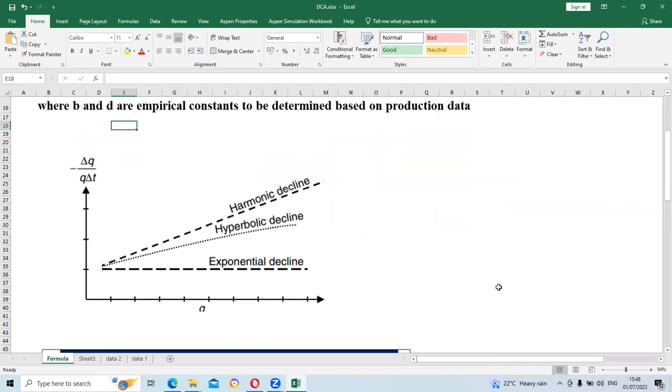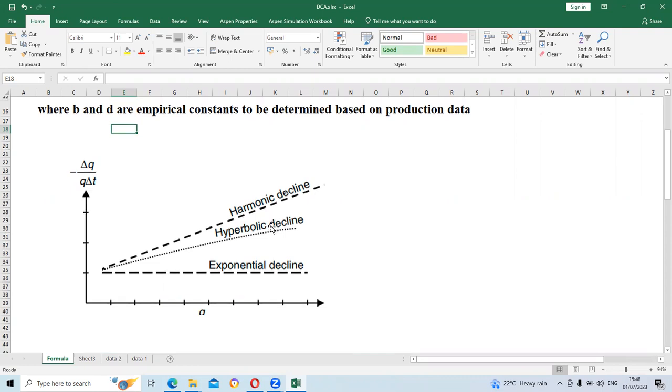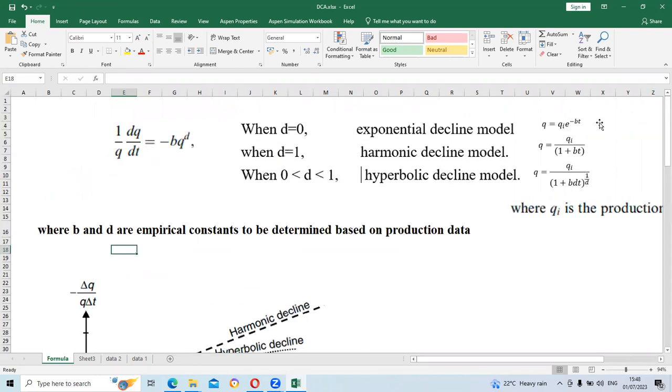So what we are going to do now is to plot a graph of negative change in q over q, change in time, against q. We look at the shape of the graph. From the shape of the graph, we will easily know if we can use the exponential model to predict the performance of that system, or the harmonic model, or the hyperbolic model. Now, let's assume that we have an exponential model.